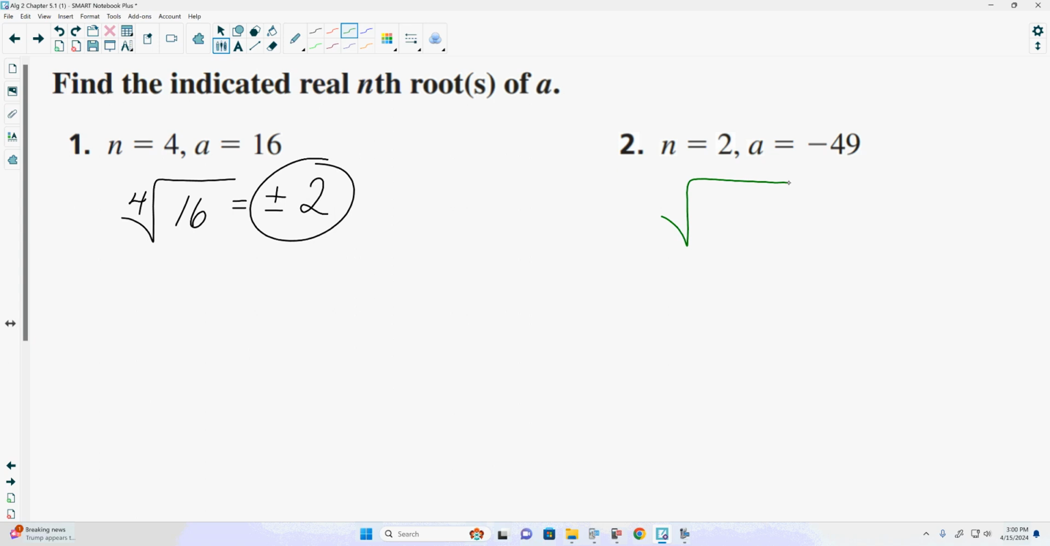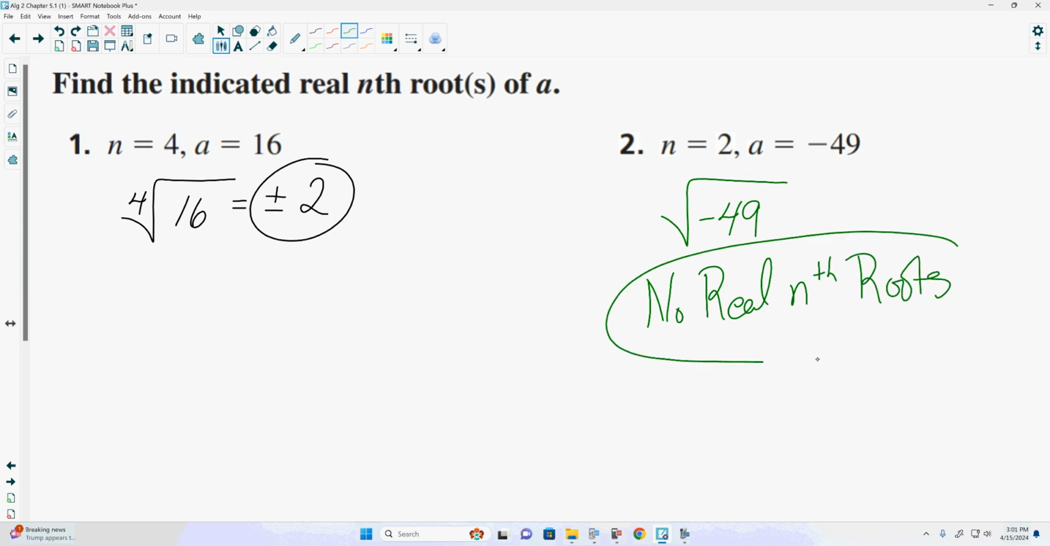Our next one, our index is 2, so we don't actually have to write it because it's understood. We can write it, there's nothing wrong with that. But we can leave it as the square root of negative 49. Now, since the index is even, we either have no real roots, one real root, or 2. Because the index is even, and the number inside is negative, yes? So this is plus or minus 7i. But because the number inside is negative, we have no real nth roots.